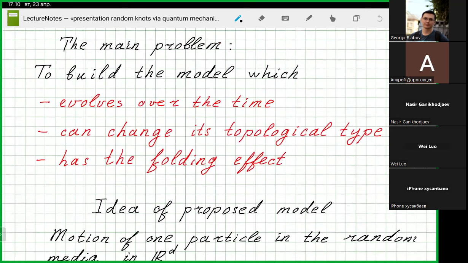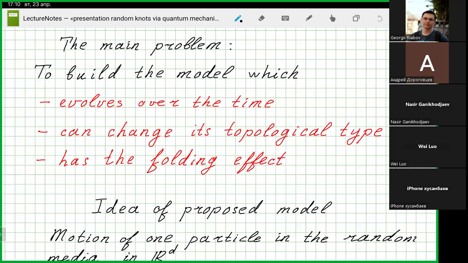The main problem which I want to discuss today is to build a model which evolves over time, can change its topological type, and has the following effect. I think that almost a year ago, I proposed here a model which evolves over time and can change its topological type. It was constructed with the following idea.